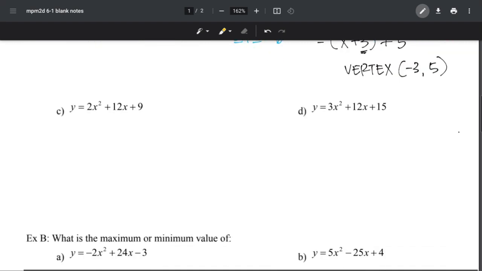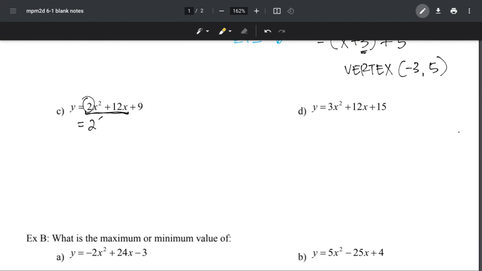So the second one, I've got a number here, and I don't want that number. Again, I want that to just say x squared. So what I'm going to do is factor that 2 out of the first two terms. I don't care about that 9. I'm just going to let it hang out on the side. And that's true for everything. So anytime you see a constant, you can just leave it alone until the very last step, okay? So I'm factoring that 2 out.